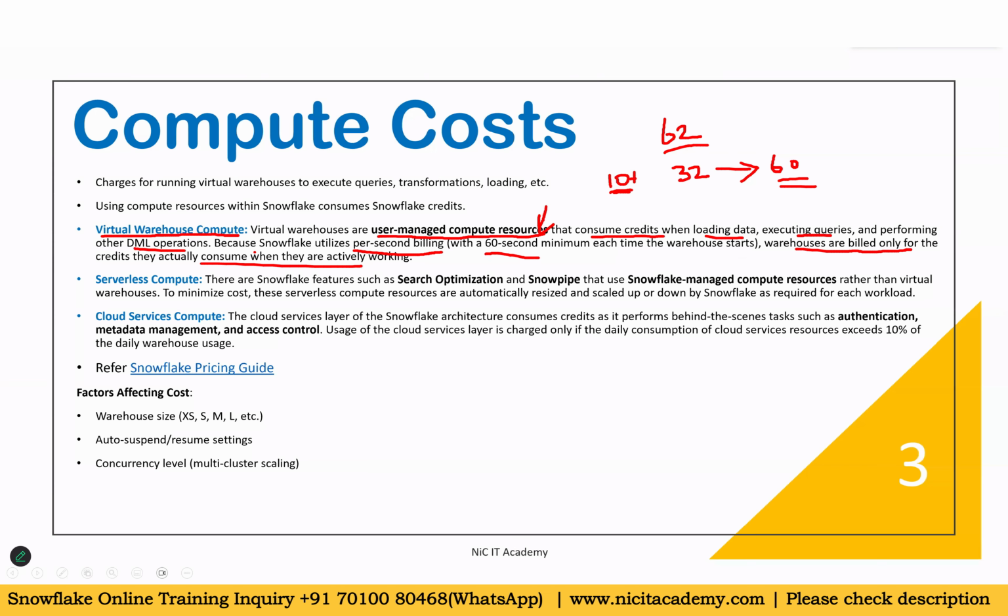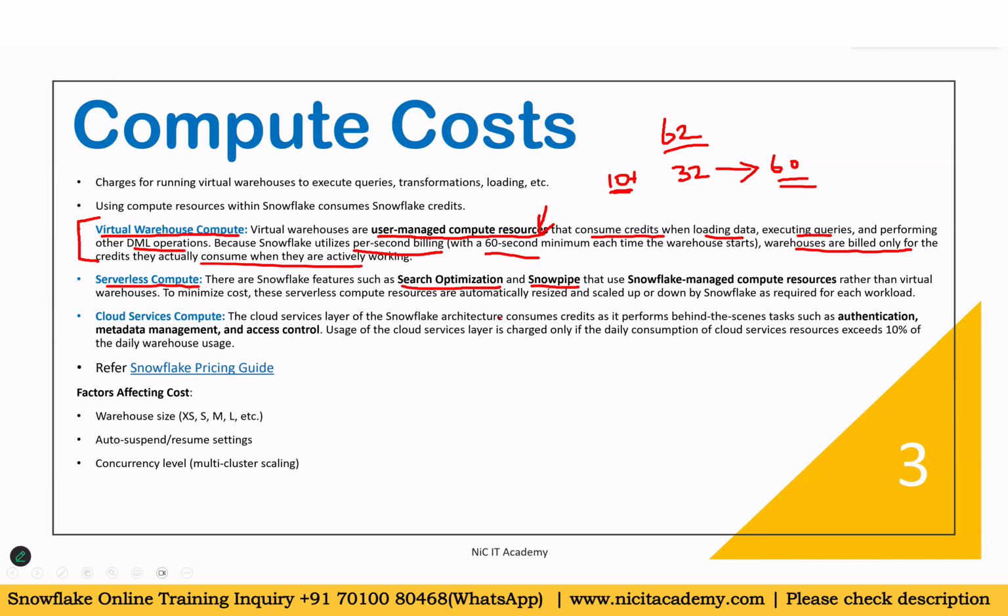Then in addition to that, we have serverless compute. So what is serverless compute? Whenever we are running queries and everything, this is user managed. In addition to that, we have something like Snowpipe, which I'm going to create, that will ingest the data continuously in an automated way. In the backend, it is running search optimization. I'm not going to do it, it will automatically do it in parallel in the backend.